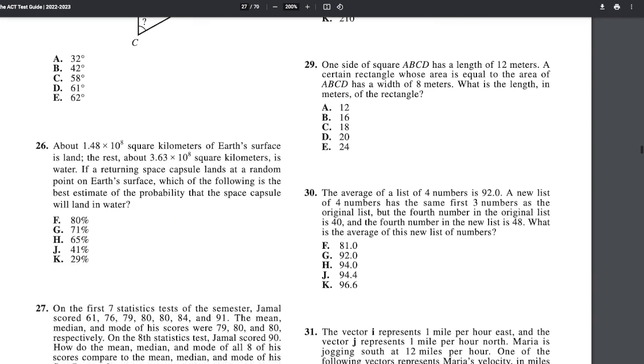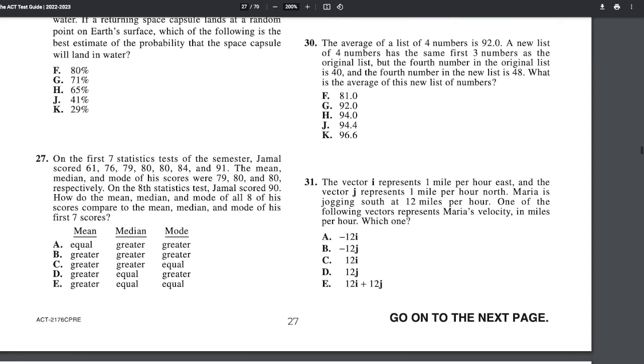Alright, 27. Okay, this one says, on the first 7 statistics tests of the semester, Jamal scored 61, 76, 84, and 91. The mean, median, mode of his scores was 79, 80, and 80 respectively. On his 8th statistics test, Jamal scored 90. How did the mean, median, mode of all 8 of his scores compare to the mean, median, mode of his first 7 scores? So, how will it change basically is what it's asking us.